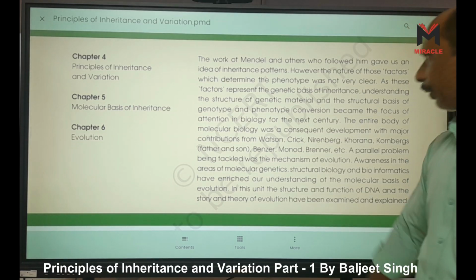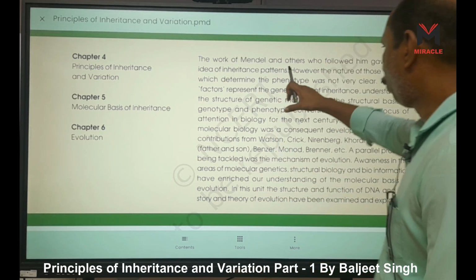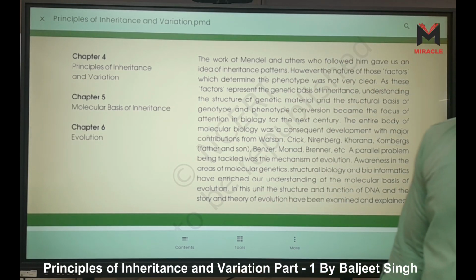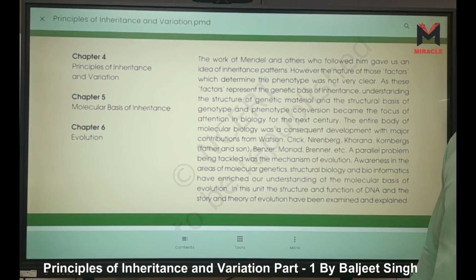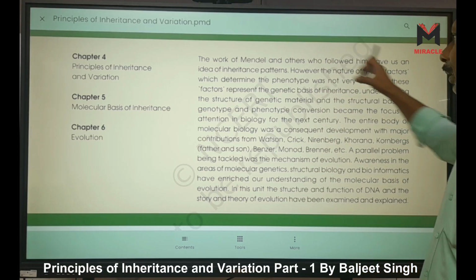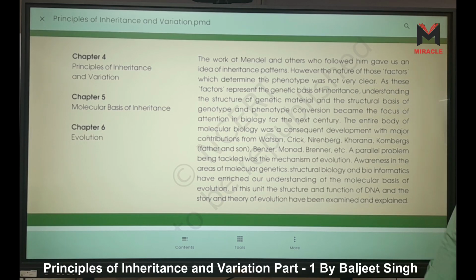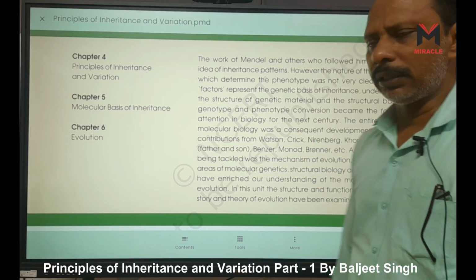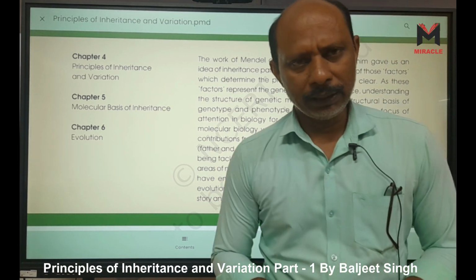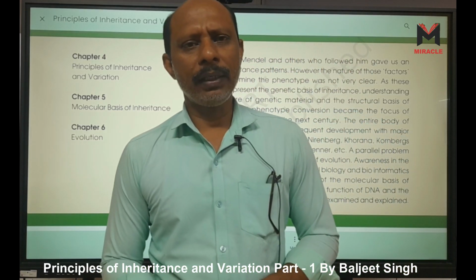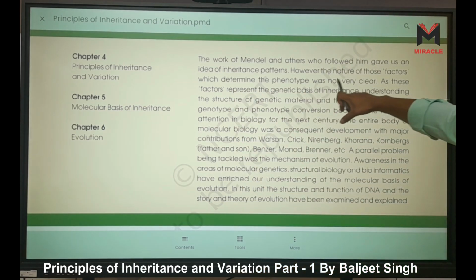The work of Mendel and others who followed him. The others are Hugo de Vries and Karl Correns, right? And others who followed him gave us an idea of the inheritance pattern. However, the nature of those factors, because Mendel used the term factor, right? At that time no one had any idea about genes or DNA, which determine the phenotype, so it was not very clear.